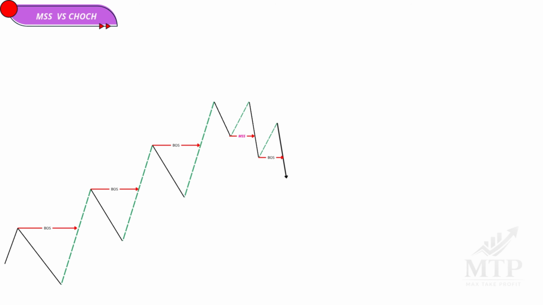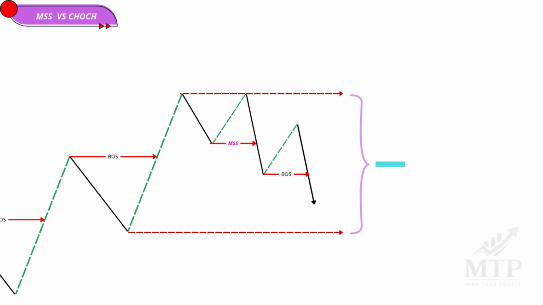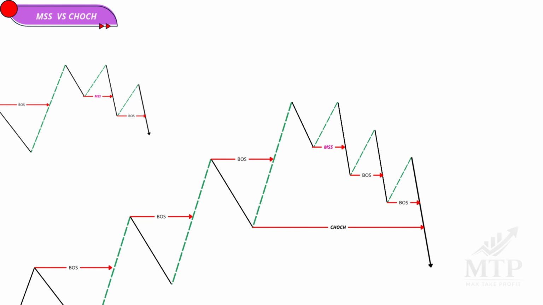MSS versus CHoCH, the fundamental difference. Now let's summarize the difference. This is crucial. The MSS is an internal signal. It announces the end of an internal trend, of a small phase. It's the first domino to fall. Price breaks a local high or low. The trend slows down. A retracement is coming. The CHoCH is a major signal. It announces the end of the global trend. Price has completely changed character. Highs and lows have inverted. The market has chosen a new direction.